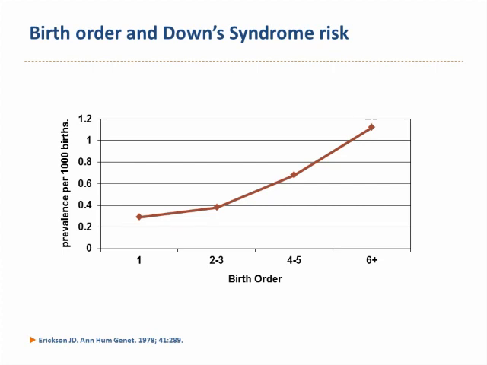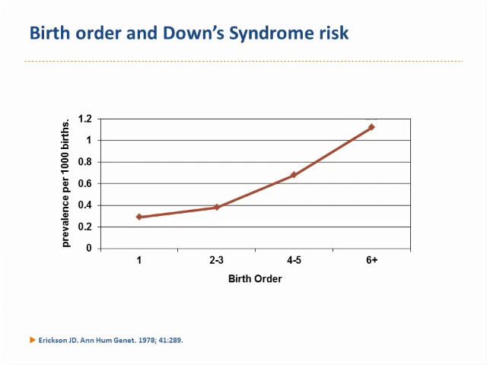From this graph, we can see a striking increase in the prevalence of births with Down syndrome with increasing birth order. So we have a low prevalence or incidence of Down syndrome among first births, and we have a relatively high incidence of Down syndrome among women who have 6 or more previous births.